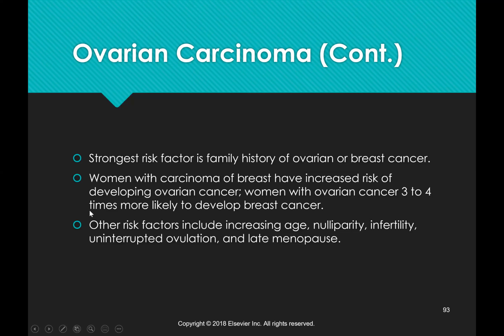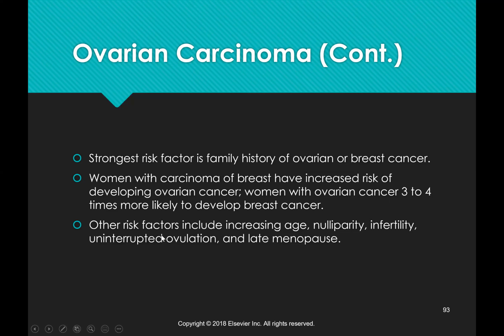So the strongest risk factor is family history of ovarian or breast cancer. Women with carcinoma of the breast have an increased risk of developing ovarian cancer, and women with ovarian cancer are 3 to 4 times more likely to develop breast cancer.